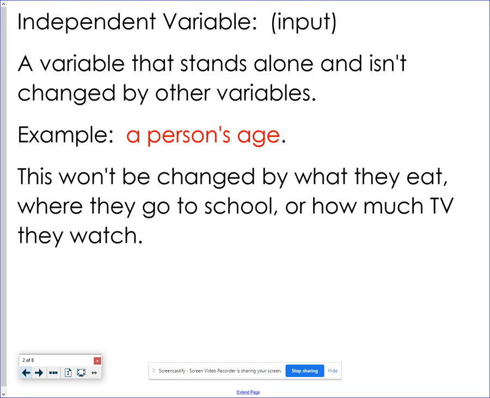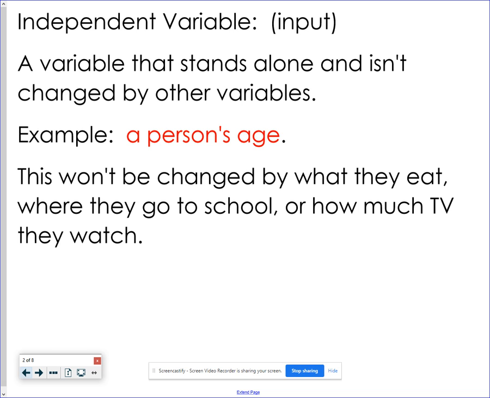So again, the independent variable, that's always going to be the input. That's the variable that can stand alone. It doesn't get changed by other things. That's why in science experiments, for instance, usually the independent variable is time. Time is going to keep on going, and the experiment doesn't really affect the time. But however long you run the experiment, that could affect what's happening with the other stuff.